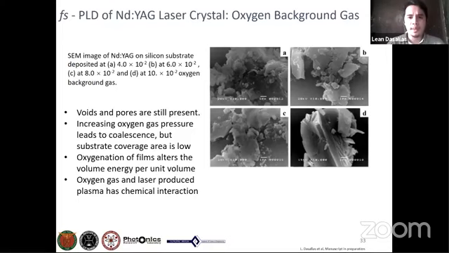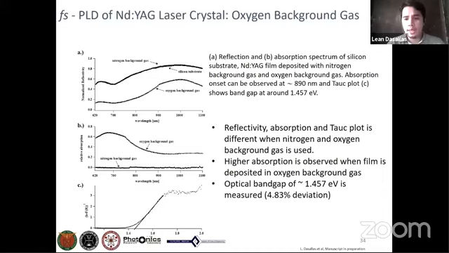deposited. This is the reflectivity, just to measure the optical band gap of the deposited film, which is quite close to the expected band gap of the Nd:YAG laser crystal.